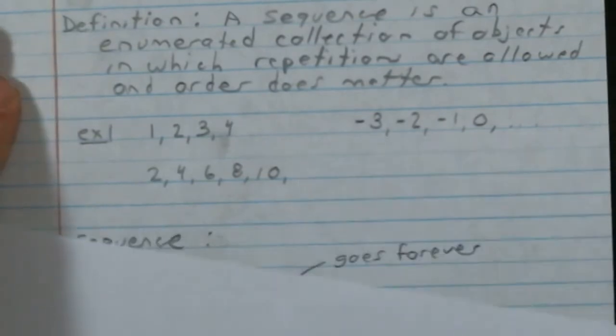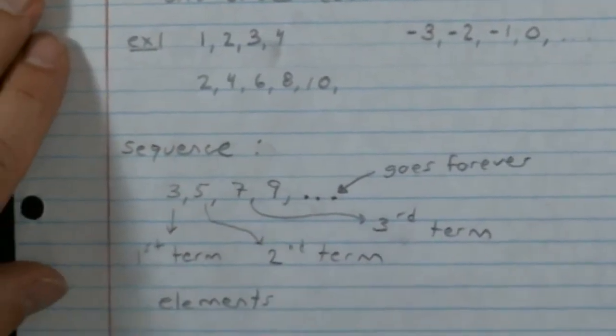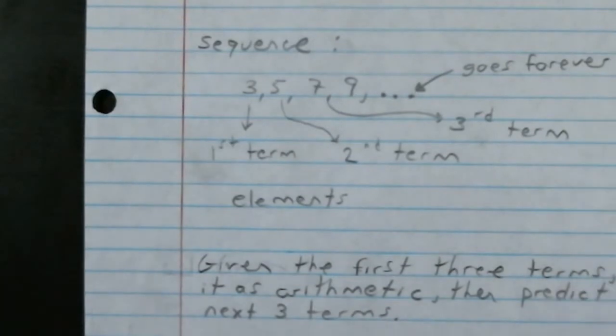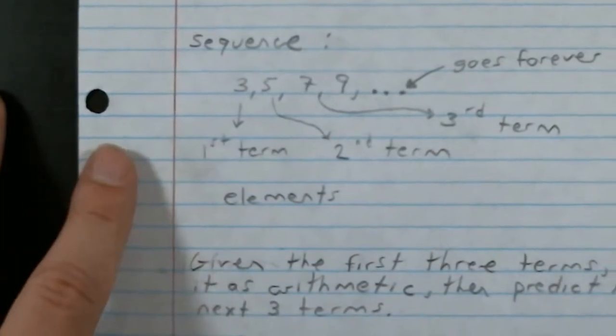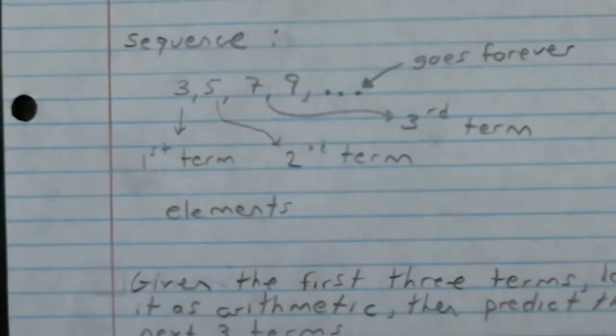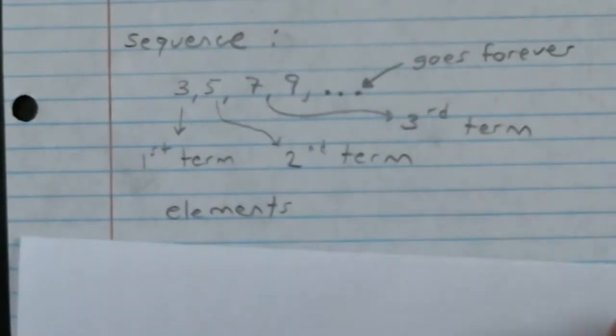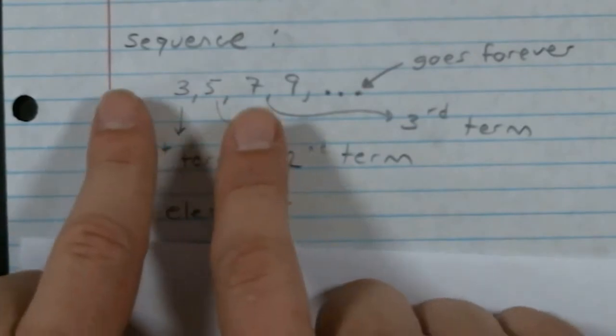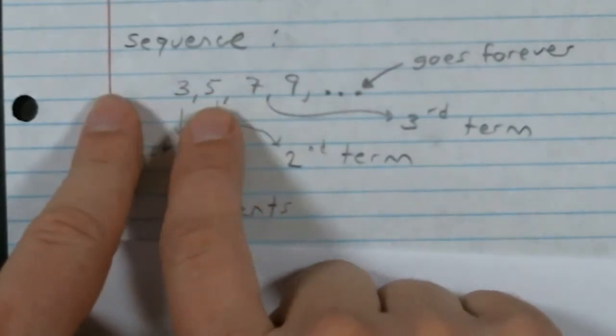Let's keep going. I want you to understand what a sequence is. A sequence is a form of a pattern. So please write this down. A sequence: we have 3, 5, 7, and 9.